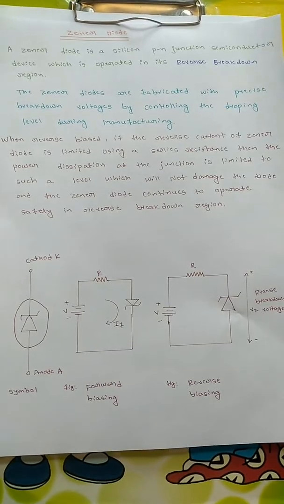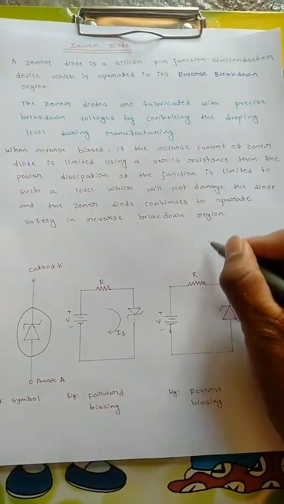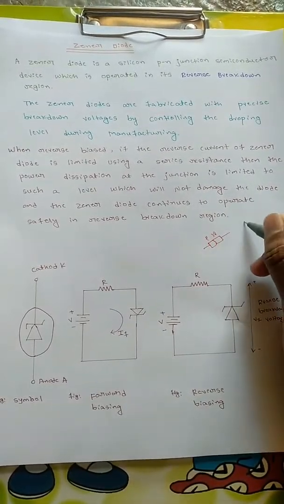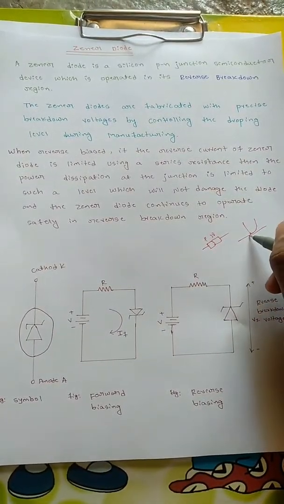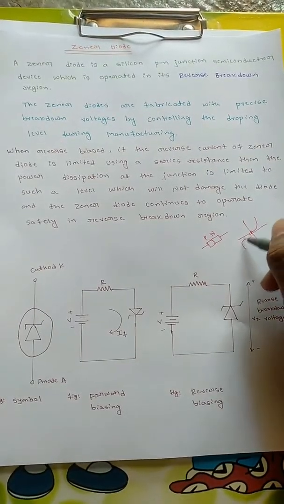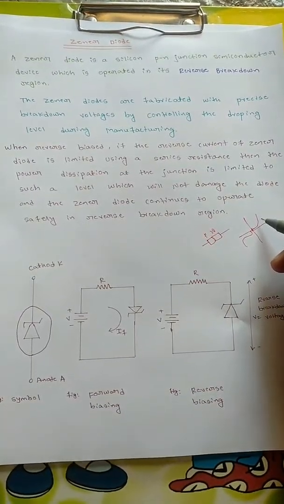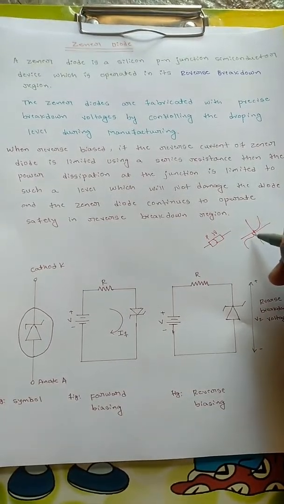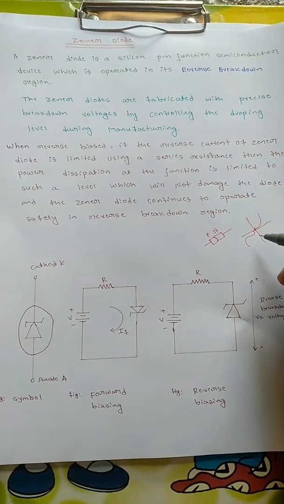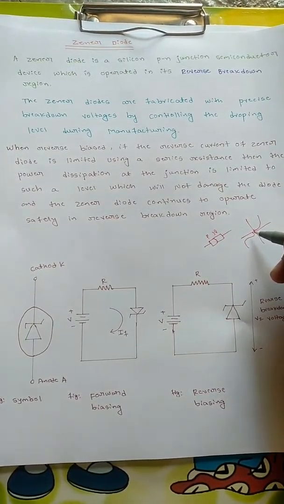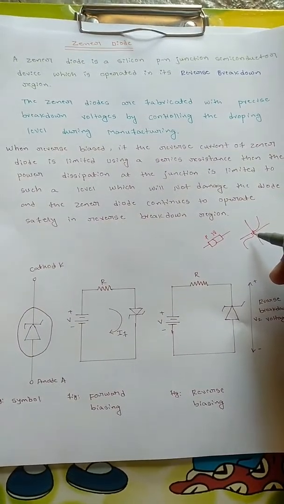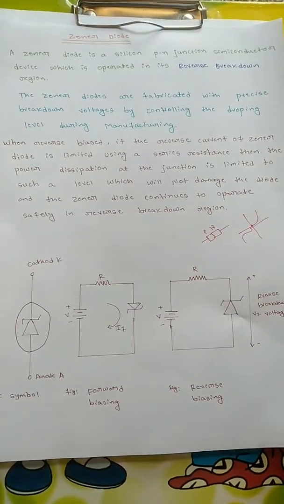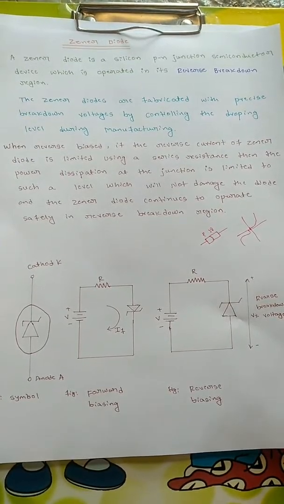Coming to why we are learning the Zener diode: the normal PN junction diodes which we have seen are operated only in forward characteristics. This is the forward characteristics, in the first quadrant, and these are the reverse characteristics, in the third quadrant. In the reverse biased condition, normal diodes fail to operate. When the reverse voltage is applied, the normal diodes get damaged, or we can say they fail to work in the reverse condition.